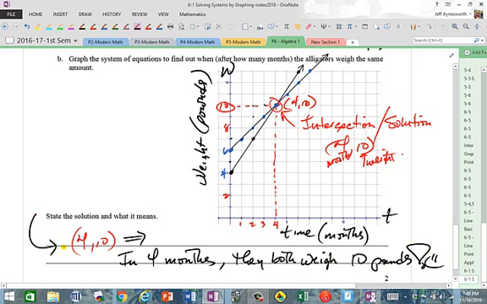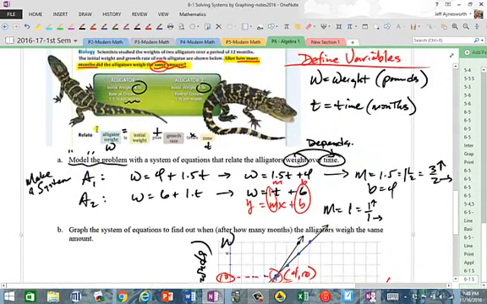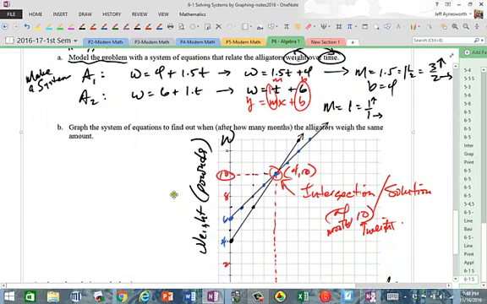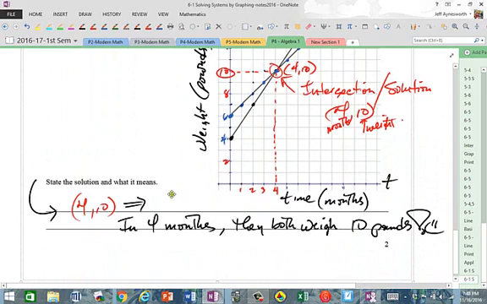So on application problems, guys, what you want to do is solve the problem by modeling it first with a system of equations and use your techniques of solving the system by graphing, and then you have to interpret the solution and what it means. You've done that before with me. You always have to interpret the meaning of your solution. And all you guys have to do is practice.